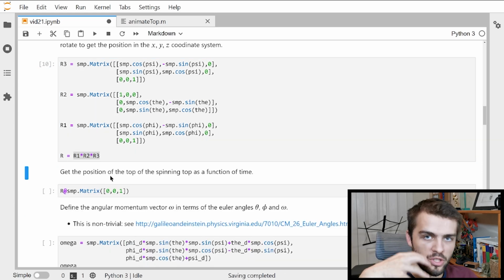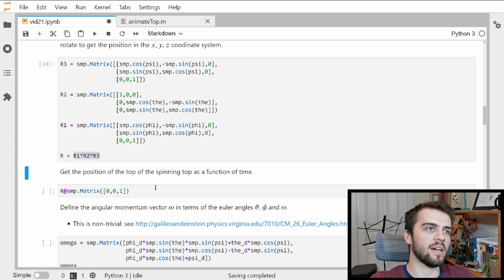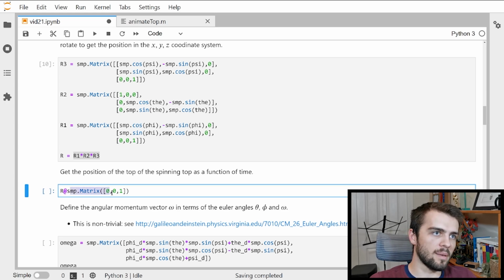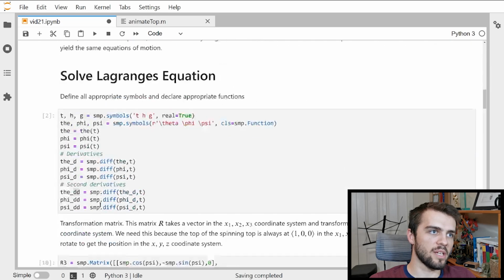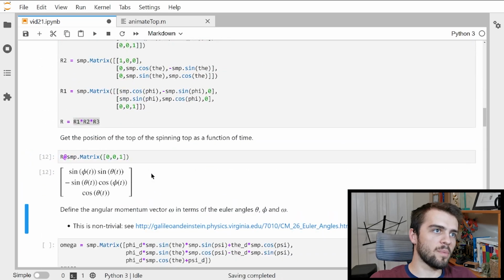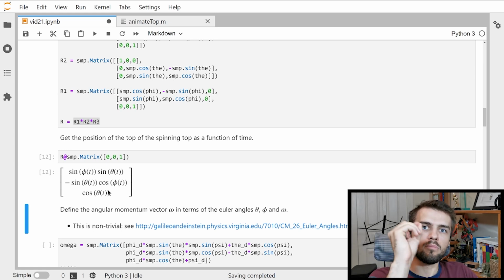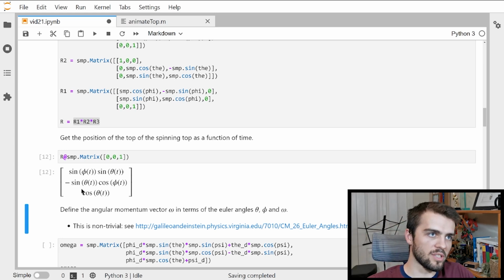And if I want the position of the top of the spinning top as a function of time, I take my matrix R, which is the full rotation matrix, and I multiply by this z hat vector, right? 0, 0, 1, of course, is just pointing along the direction of x3. And so this tells me what the top of the spinning top is as a function of time. How does the top move through the 3D coordinate system? And it looks like this.